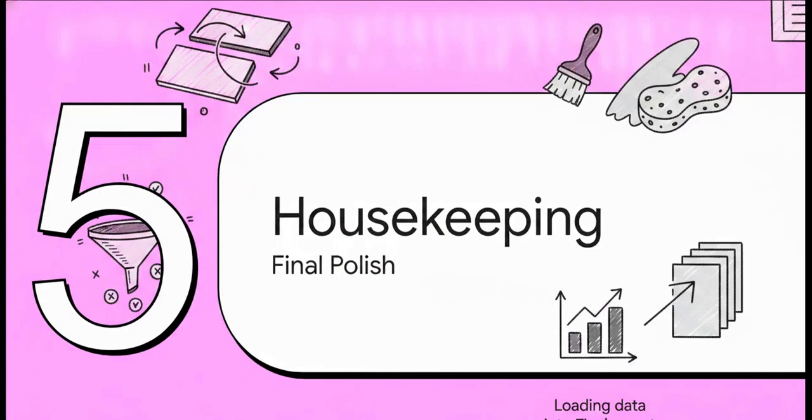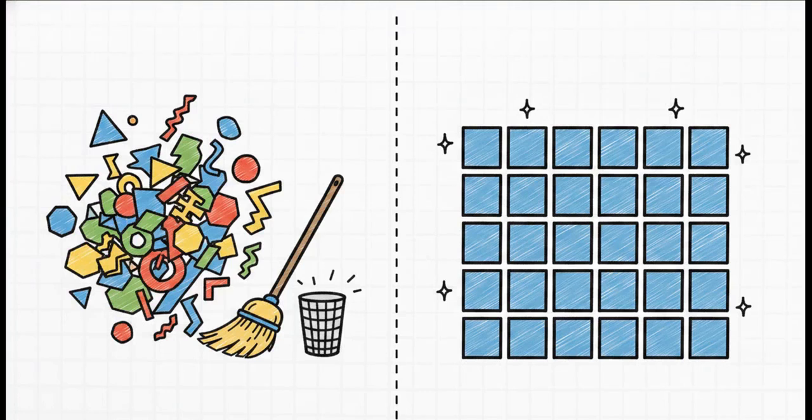All right, Section 5, housekeeping and final polish. Once our tables are fully combined, using either Merge or Append, we enter the highly satisfying final stage. This step is all about making your dataset clear, clean, and ultimately business-friendly. Because raw data is chaotic.